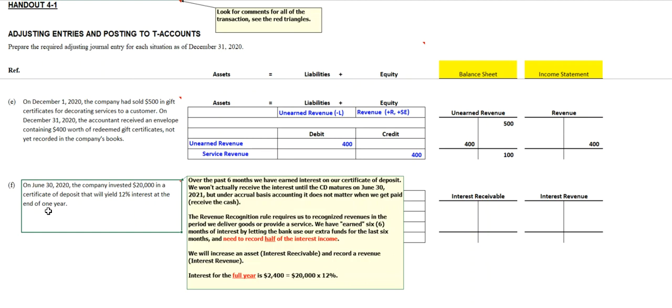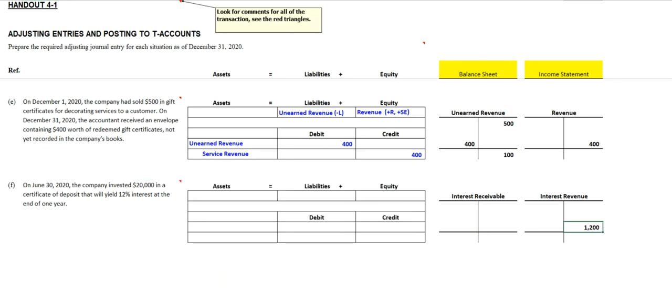But under accrual basis accounting, it doesn't matter when we get paid, that is, receive the cash. We record the revenue in the period we earn it. And we've earned a half year or 6 months worth of interest. So we take our 12% interest rate, and by the way, interest rates are always annual interest rates unless otherwise stated, multiply it by 20,000, and we would have gotten $2,400 in interest for the full year. Well, half of that, or 6 months, would be $1,200. So we're going to record $1,200 in interest revenue.